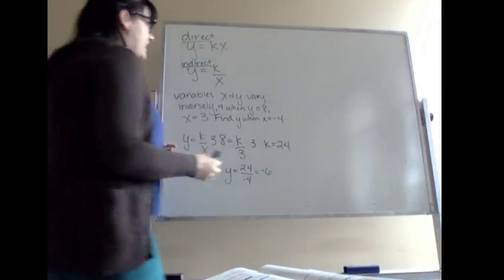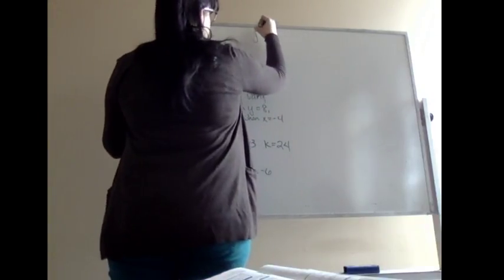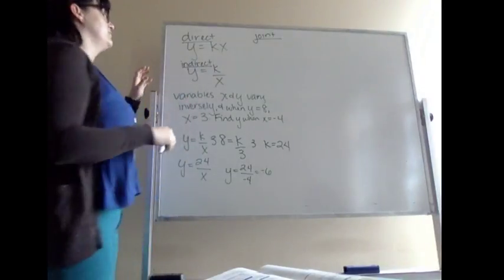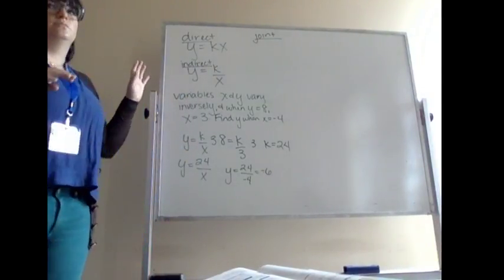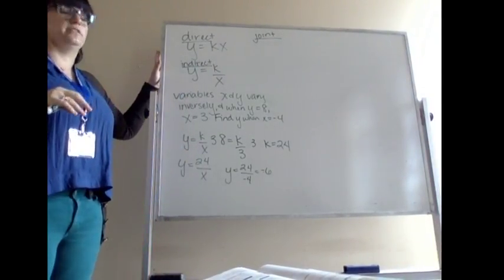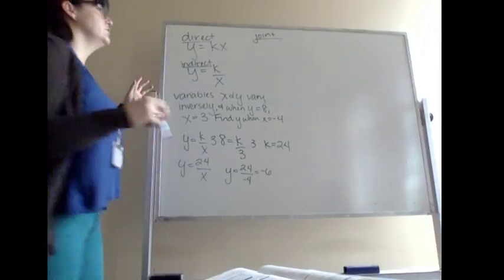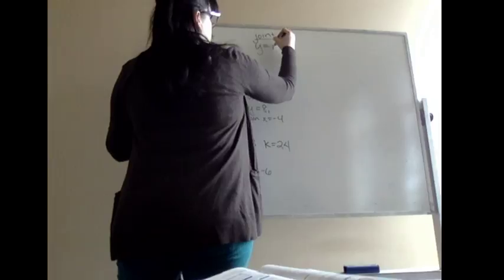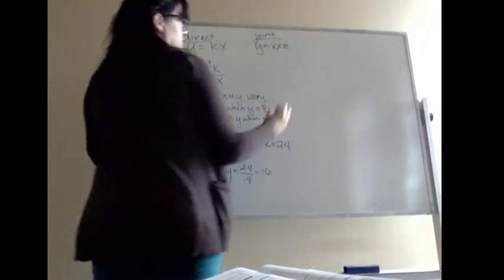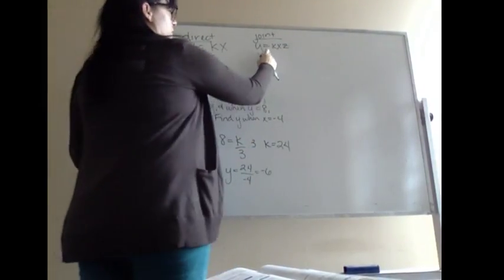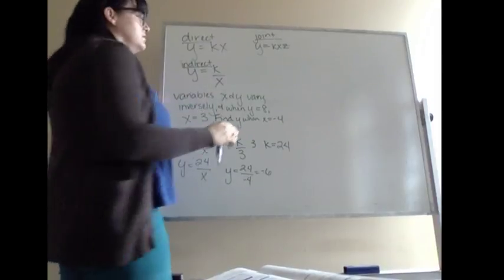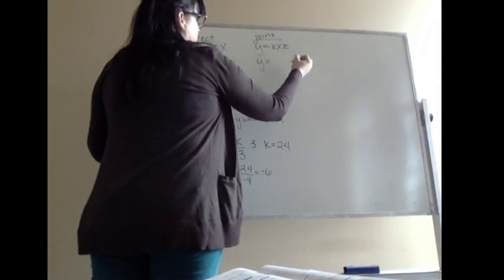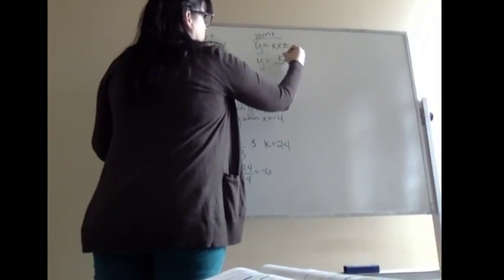So the last type of variation is called joint. And joint just means you have more than one happening together. So you can have joint variation like y varies jointly with x and z. It doesn't matter though, it's still always going to be y equals k. K is always in the same spot. Or you could have y varies inversely and jointly with x and z.